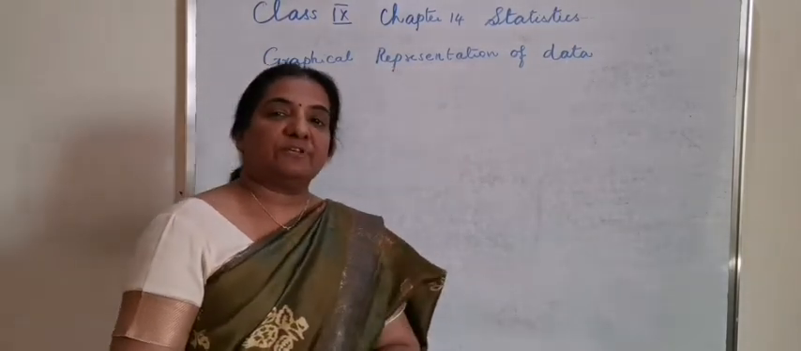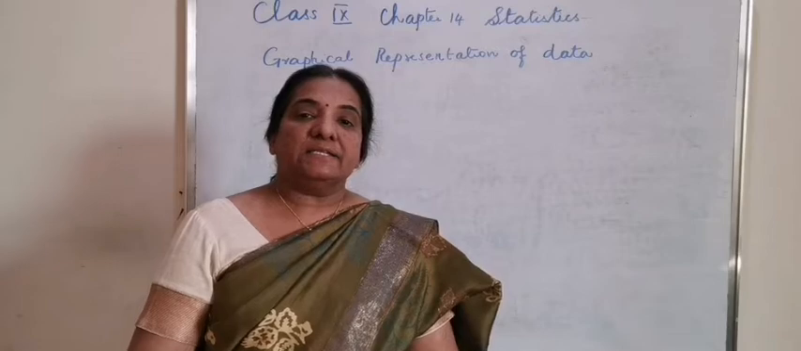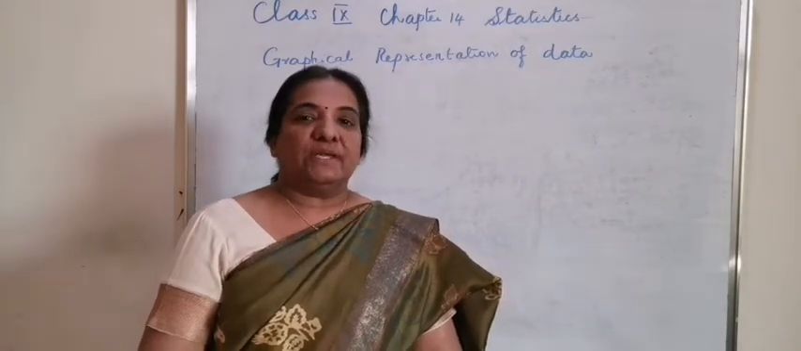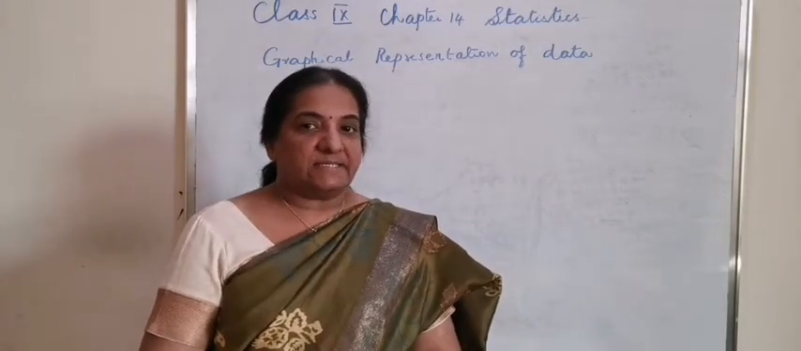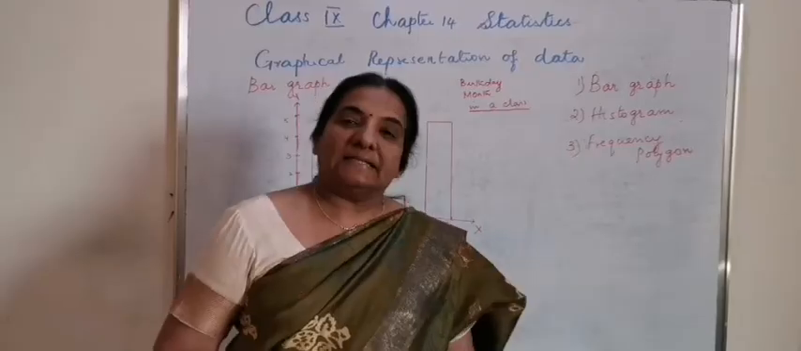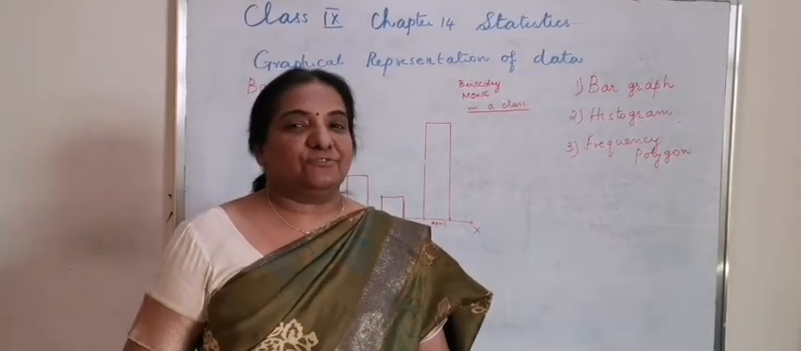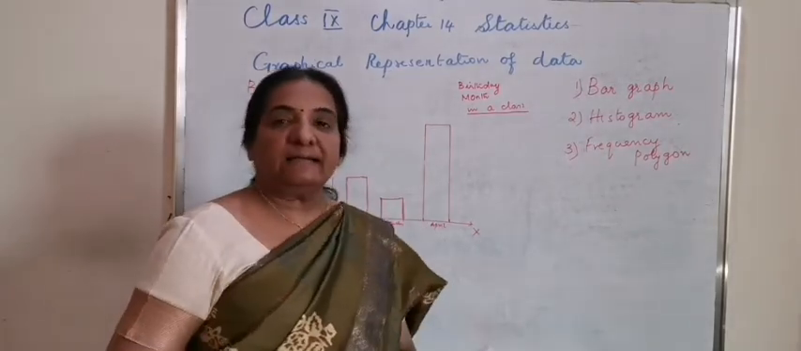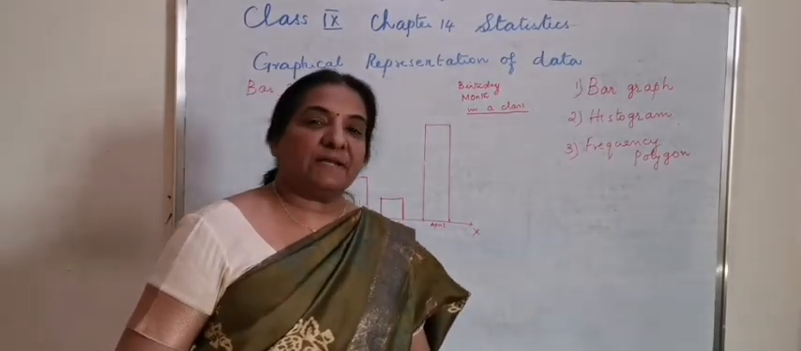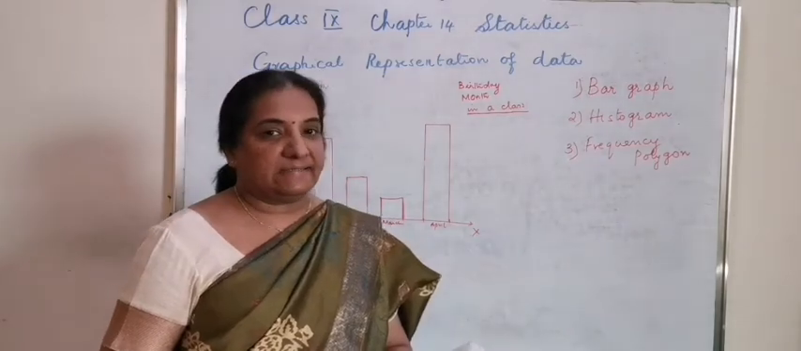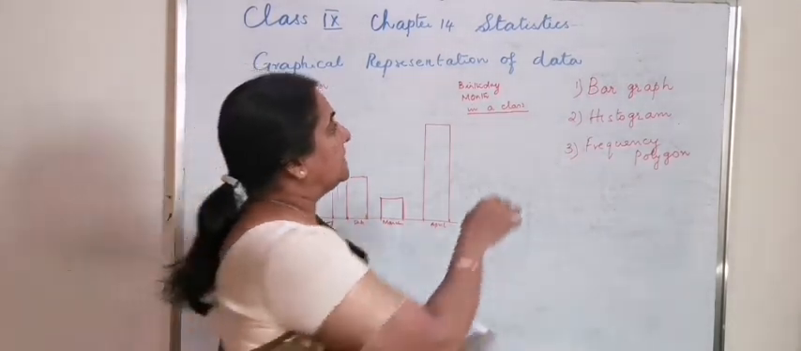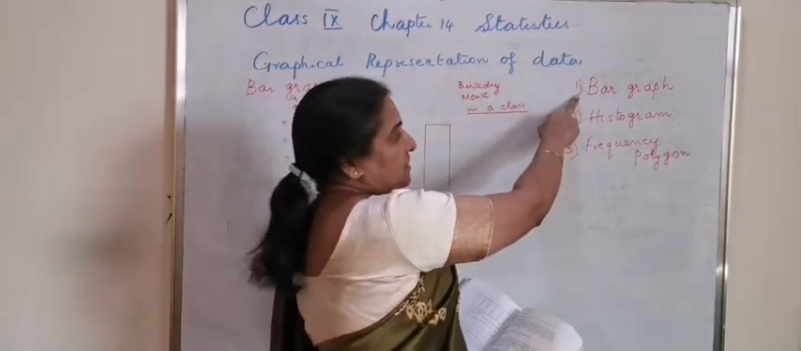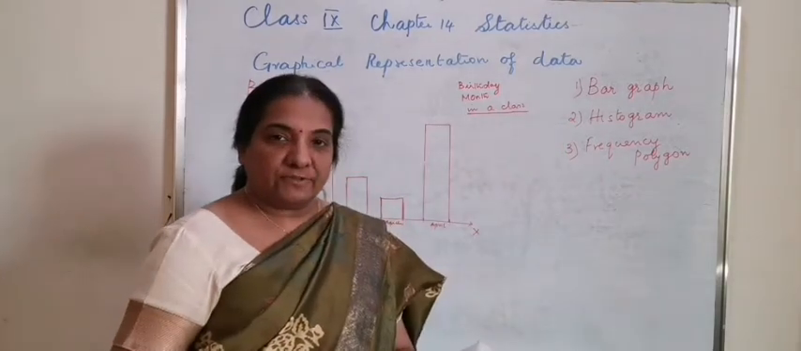The first way of representation is by the tabular form, which we have already done in exercise 14.1. The second method of representation of data is by graphical representation, and there are three different ways by which you can represent data. The first graphical representation is by a bar graph.